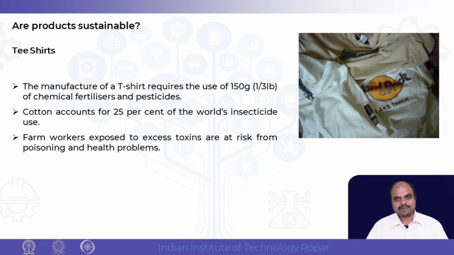T-shirt, most of us use it, right? The manufacturing of a T-shirt requires 150 grams of chemical fertilizer and pesticides. And apart from that, 25% of the world's insecticide use is for cotton. So where are we going? So much emission, so much pollution. And we use a T-shirt for a few years, and if there is a little change in color, we throw it out. Is this the right thing we are doing? Some people have so many dresses, multiple of them. Is it equally required?